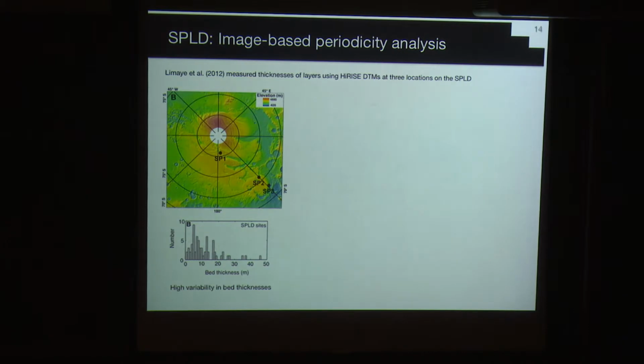As far as periodicity analysis, really one of the only works that's been done on this was by Lemay et al. in 2012. And they measured the thickness of layers using HiRISE DTMs at three locations on the SPLD. And you can see those here. And what they found is a high variability in bed thickness. You can see here, this is just number versus the bed thickness that they measured.